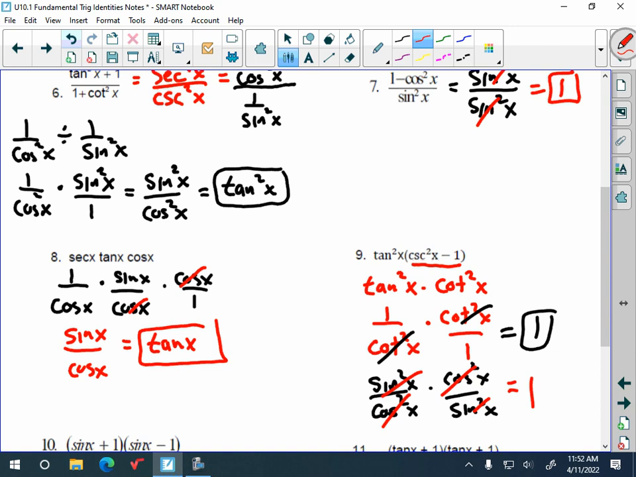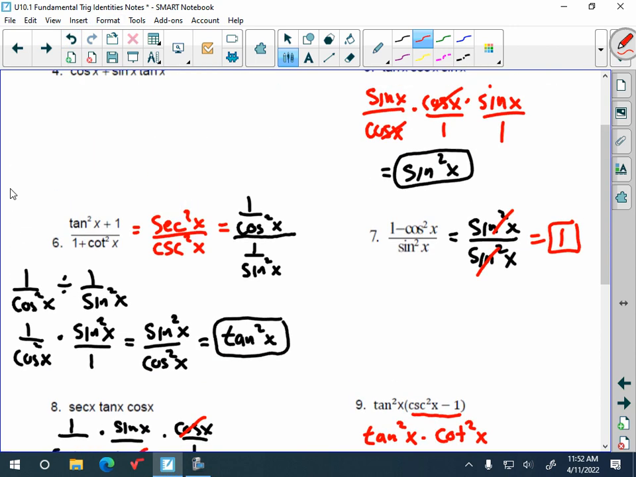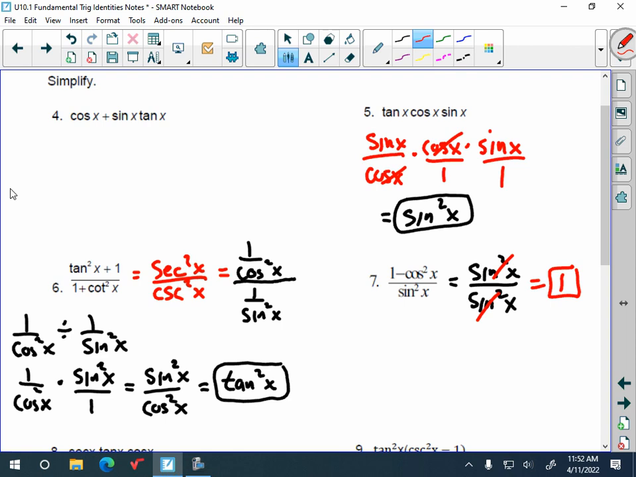All right, so now let's go up and do number 4. 4 is probably the hardest because you're going to see you're going to have to add fractions. All right, because of the PEMDAS, order of operations, we have to do multiplication before we try to add. So multiplication here has to be done before we do the adding the cosine x. So tangent x we can change to sine over cosine.